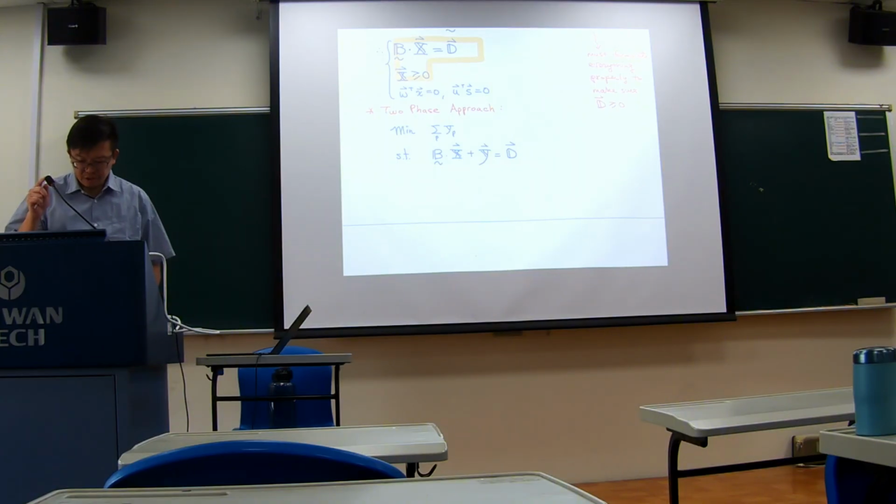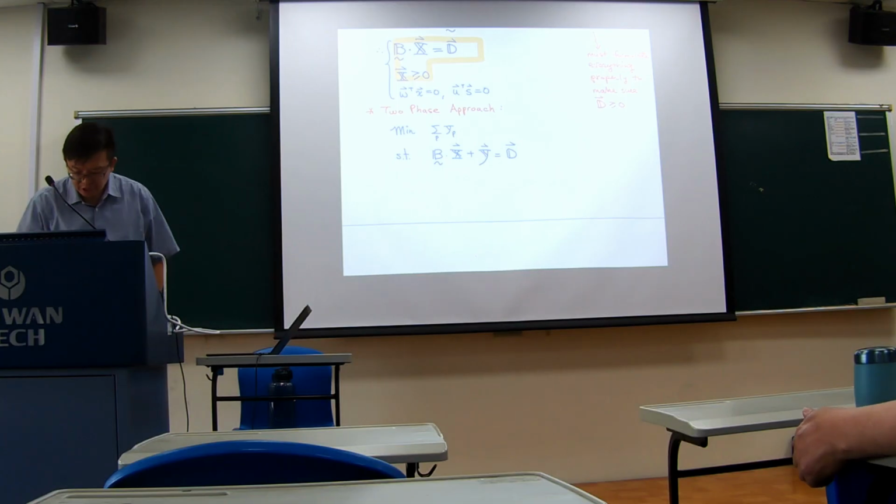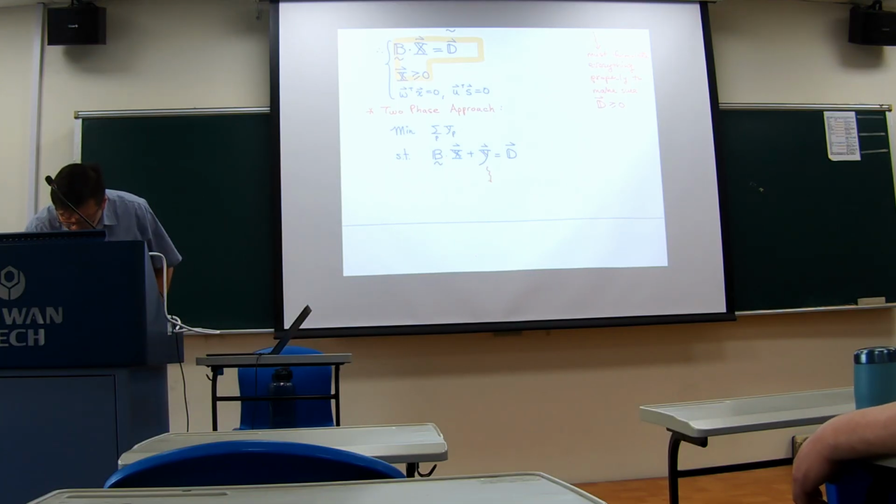So in the two-phase approach, here, what is big one? It's actually all the basic variables. And they are non-basic at the beginning.